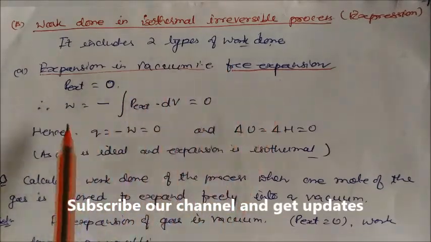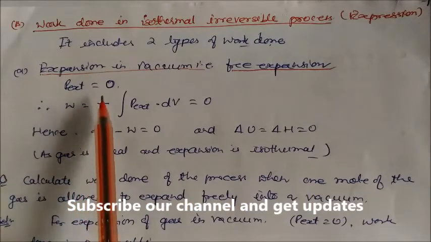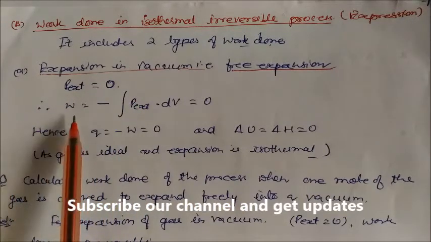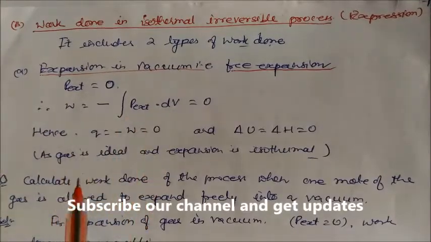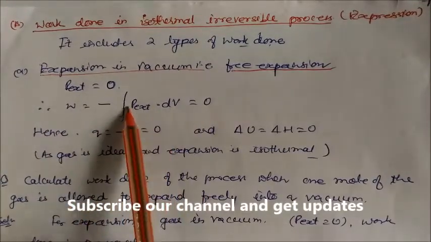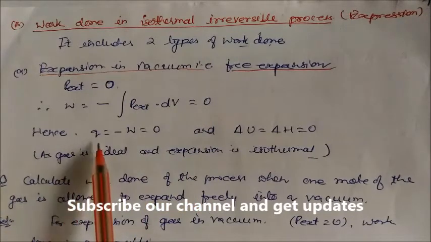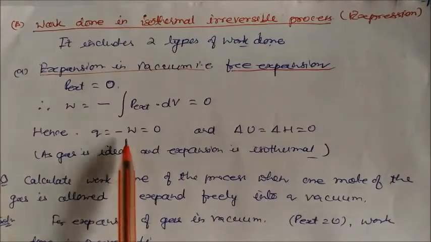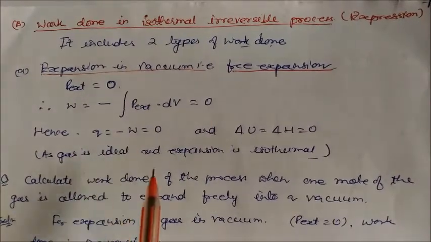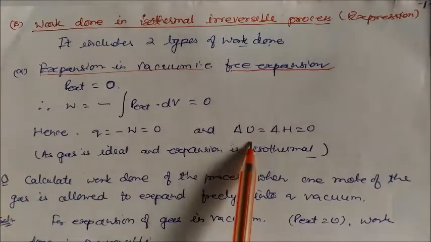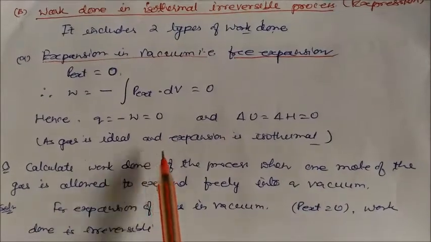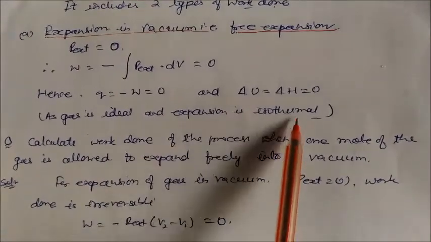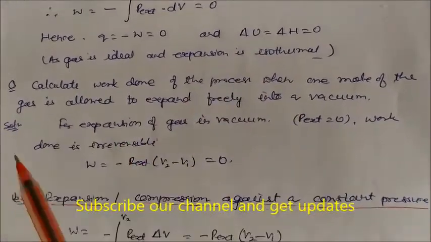When there is free expansion there is no pressure from the vacuum, so it is zero. By using this formula, work done is equal to P external into dV, so that becomes 0 because there is no external force. And Q will be equal to negative W. So delta U, the internal energy change, is also 0. Even enthalpy is also 0. Why? Because the gas is ideal and the expansion is isothermal. So let us see this numerical.